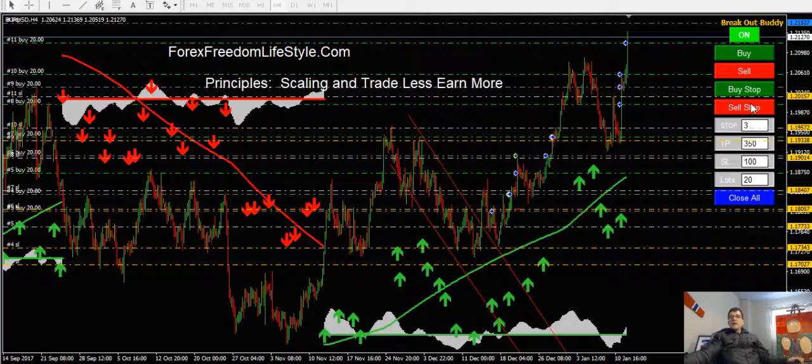We're ready to put on another trade. I'm going to do one more buy stop here. We currently have 12 on. As you can see, this blue line up here represents the take profit of some of these trades we've put on way down here. So that means we're hitting 350 pips profit.